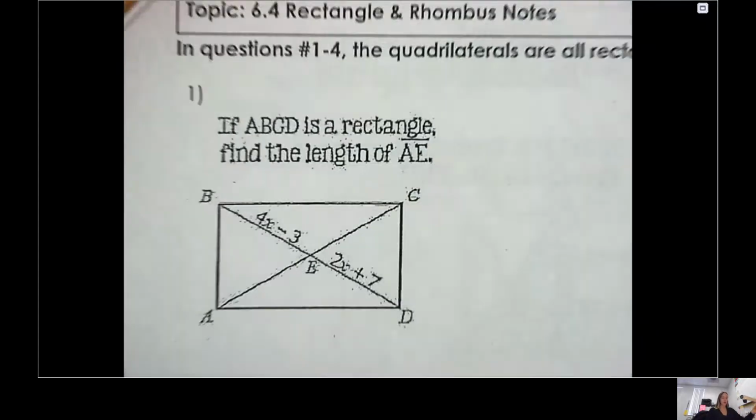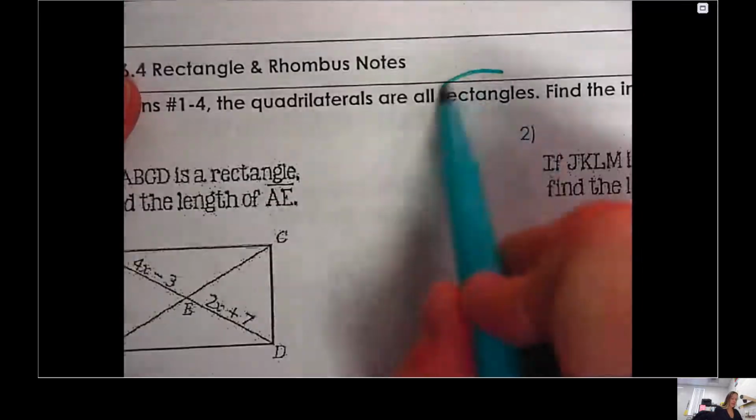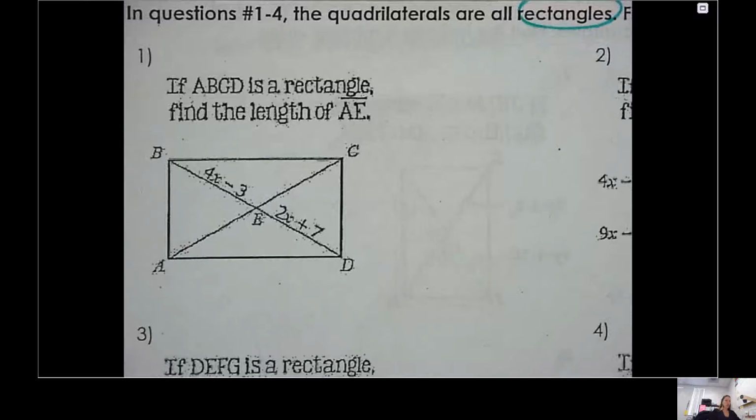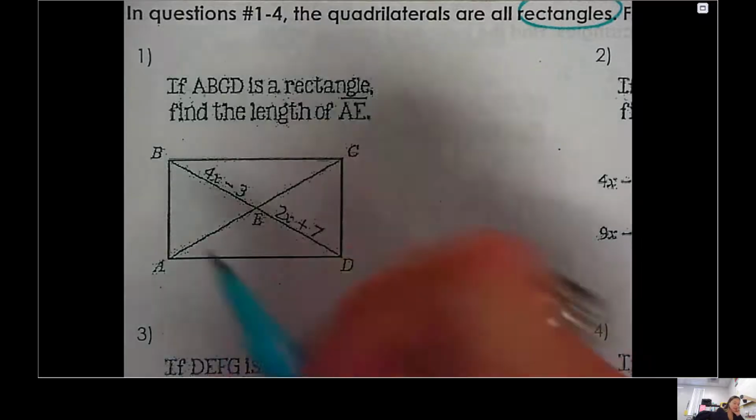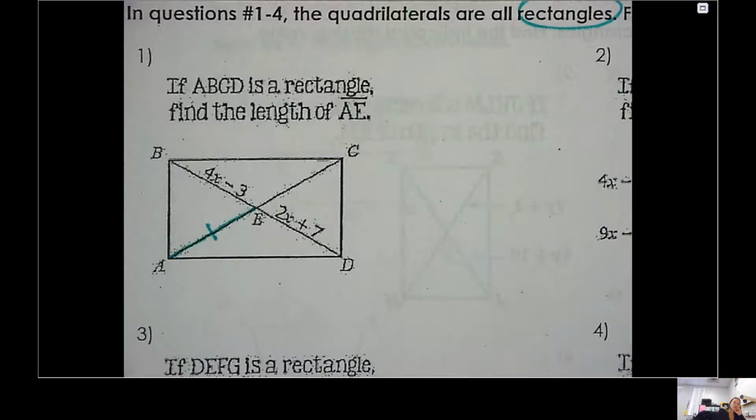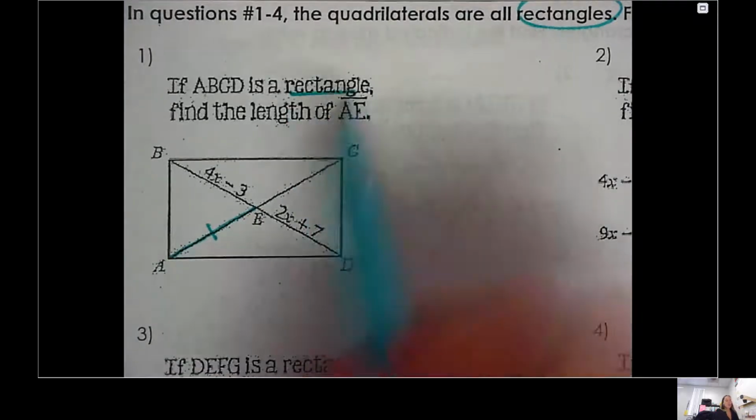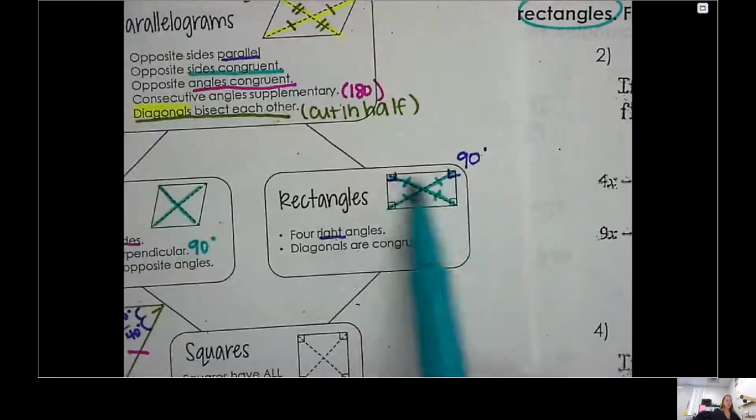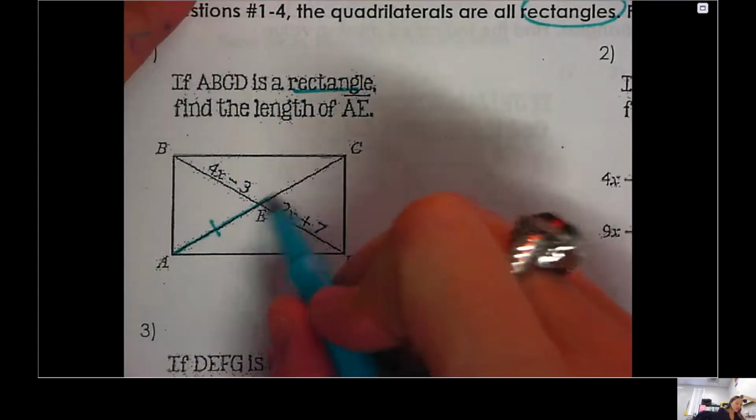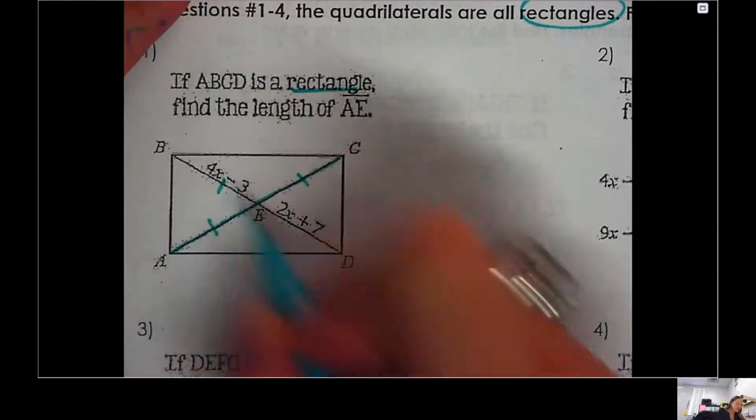So for questions 1 through 4 here on my notes, all of the quadrilaterals are rectangles. So I'm going to use that information as I go through. So for number 1, it says ABCD is a rectangle. Find the length of AE. So AE is this length right here, is what I'm trying to solve for. I know that in a rectangle, all 4 pieces of my diagonals are exactly the same. So this piece is the same, this piece, and this piece.